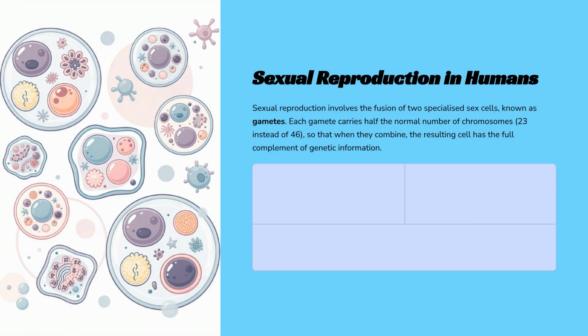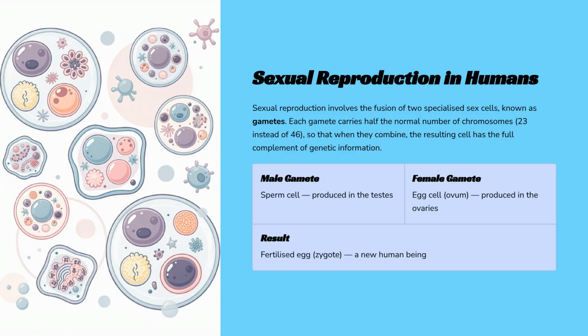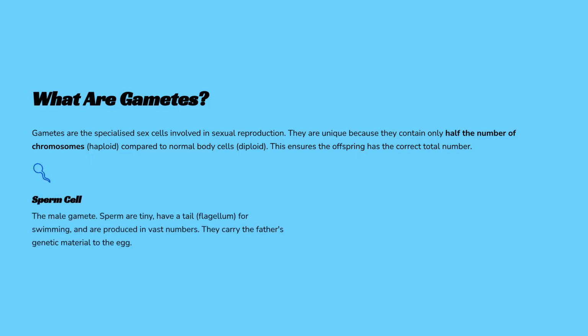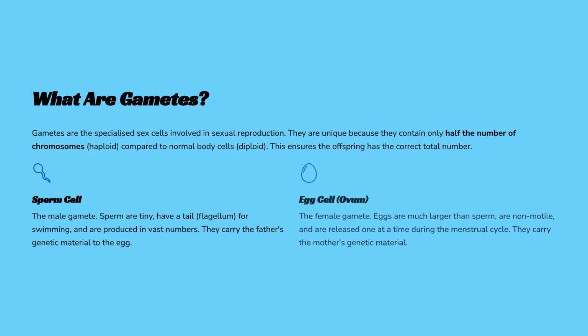Sexual reproduction in humans relies on the fusion of specialized sex cells called gametes. Each gamete contains half the standard number of chromosomes, 23, ensuring that when they fuse, the resulting zygote has the full set of 46 chromosomes. Gametes are haploid cells. The male gamete, the sperm, is tiny and motile with a tail for swimming. The female gamete, or ovum, is much larger, non-motile, and released periodically as part of the menstrual cycle.